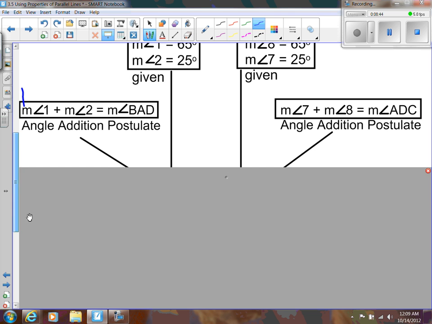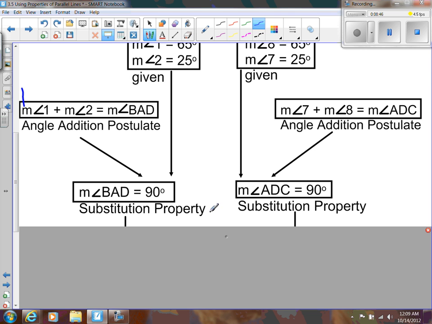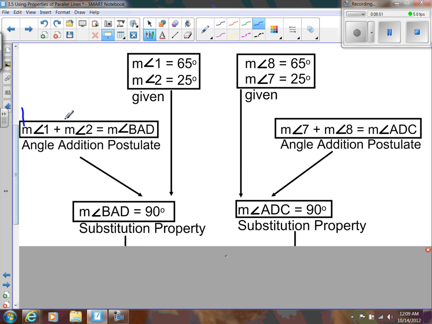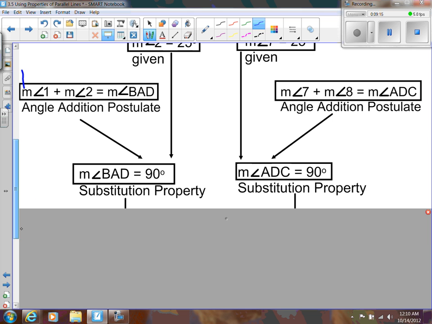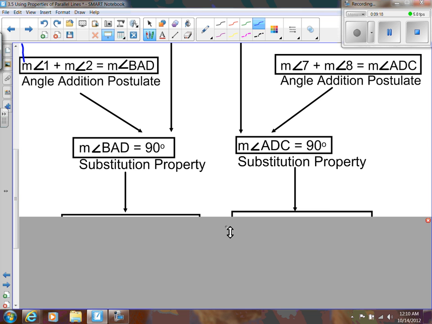Okay, so we're going to put all these things together. On this side, we substitute 65 in for angle 1 and 25 in for angle 2. That's going to equal BAD. So we get BAD equals 90 degrees. We added those together and simplified at the same time. You don't need to write simplify in there, you can just skip to it. Same thing there. We substituted those in here, simplified it, and got that those angles are right angles.